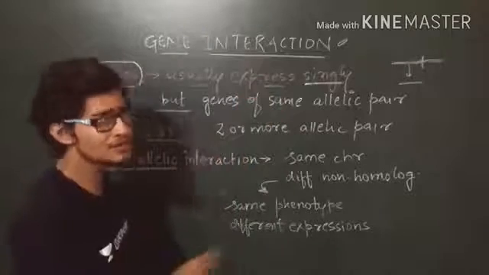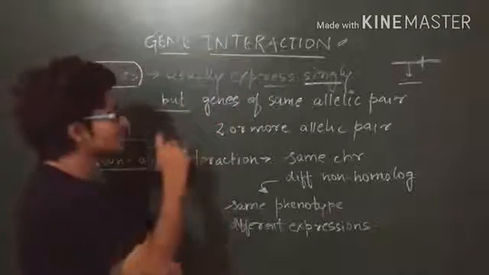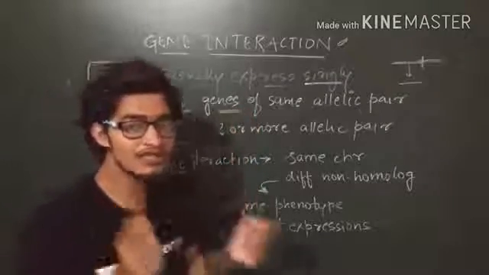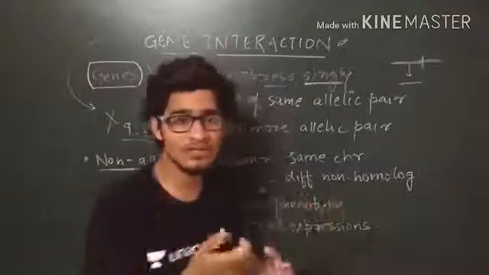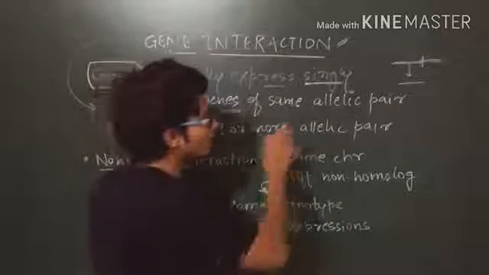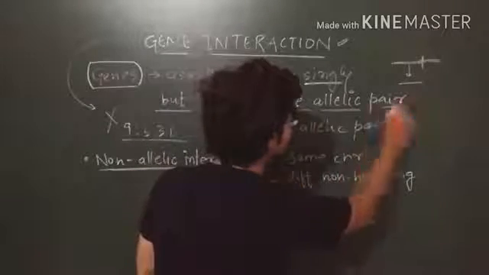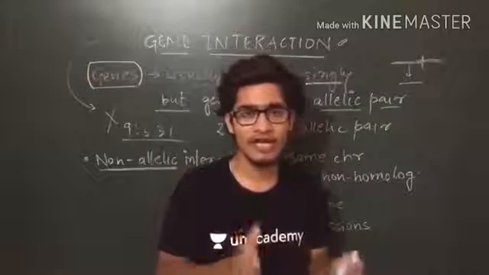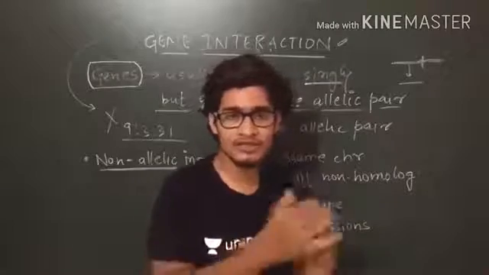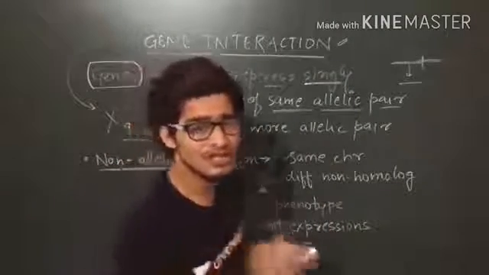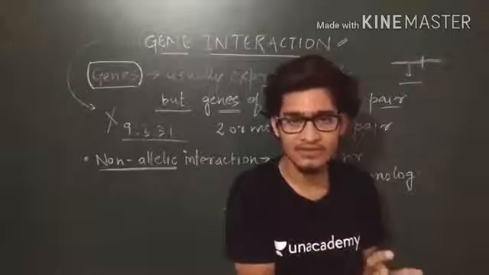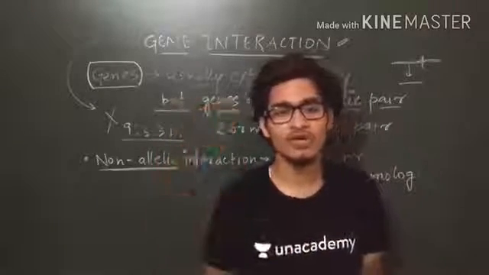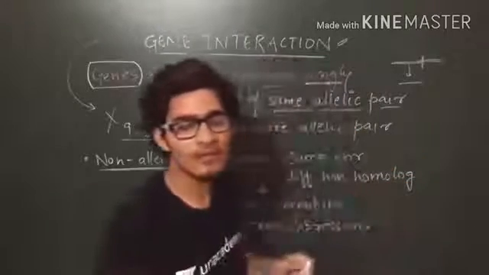So in the cases in which the genes do not express singly, the genes that are interacting, or the gene products that are interacting, may be from the same allelic pair. Now what is an allelic pair? I hope you know about alleles. We have talked about it: every gene has two contrasting forms present in it. For example, if there is a gene which is influencing height, it will have two alleles. One is for tallness, one is for dwarfness. So these are contrasting.